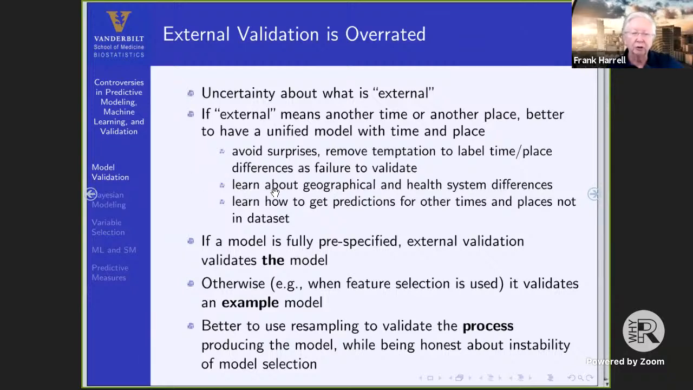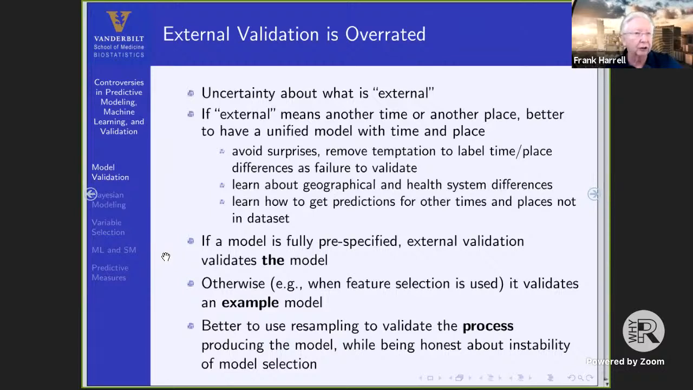So you need to learn about geographical and health system differences and learn how to get predictions for other times and places that were not in your data set and try to model that as best as you can. Another issue with external validation, and we're talking in a general sense now, whether you're using statistical models or neural networks, random forest, it doesn't really matter.